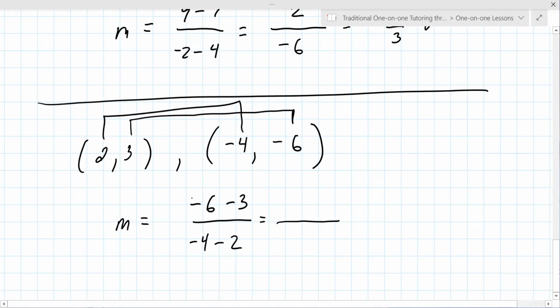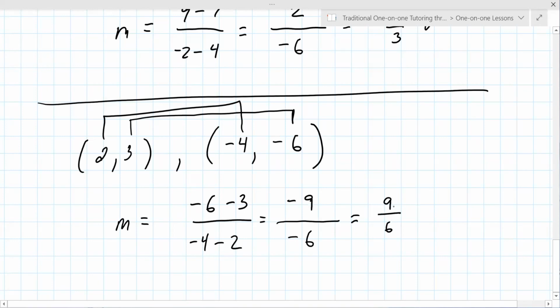Okay. So what is -6 minus 3? It's -9. Very good. -4 minus 2. I thought the bigger number is going to equal... I'm sorry about that. That's okay. What is -4 minus 2? -6. Very good. So when there's two negatives, they cancel.